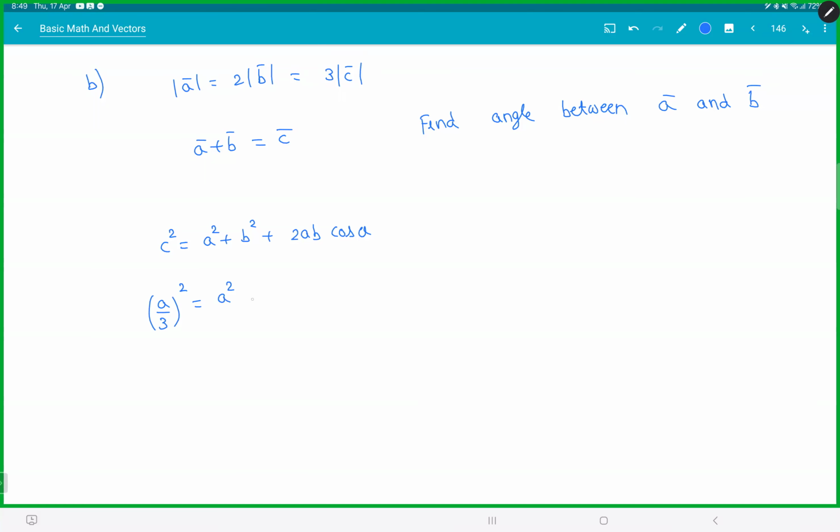A is a square only. What is b? I'm writing in terms of a, so b is a by 2. Plus 2 into a into b is a by 2. You getting what I did? I converted b in terms of a, I converted c in terms of a. Now I got everywhere a square gets cancelled. This will be a square by 9, a square by 4 plus a square cos theta. A square goes off, this will be 1 by 9 is equal to 5 by 4 plus cos theta.